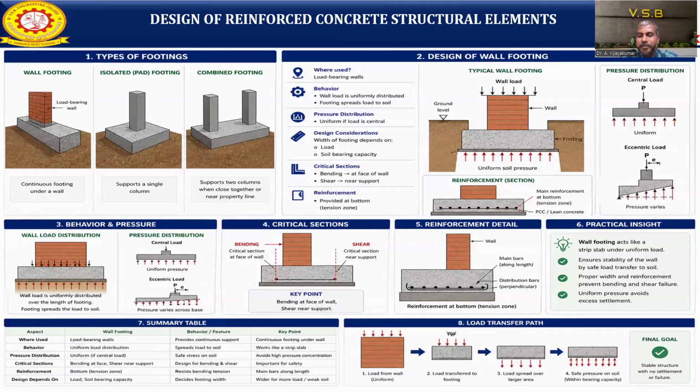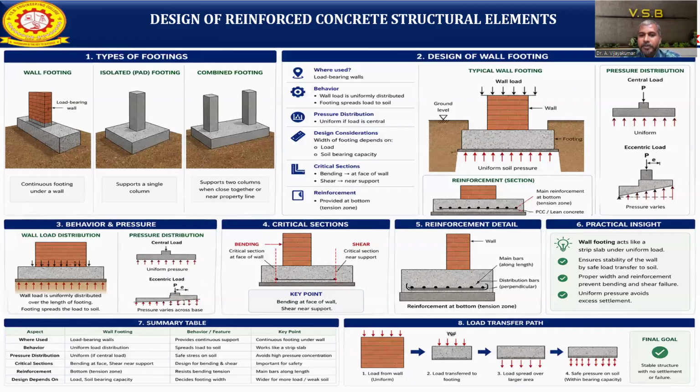It is a concrete strip beam or strip slab, and it will behave that way. As for the pressure distribution, if the load is acting at the center, the pressure distribution is uniform. The behavior is a safe structure that avoids high pressure on the soil. The critical section has bending at the face and shear near the support. So we can provide reinforcement in the tension zone, which actually depends upon the load and the soil carrying capacity.